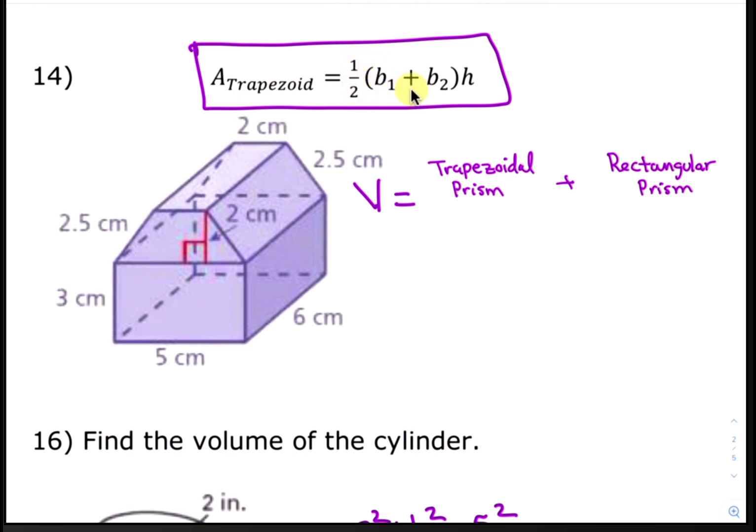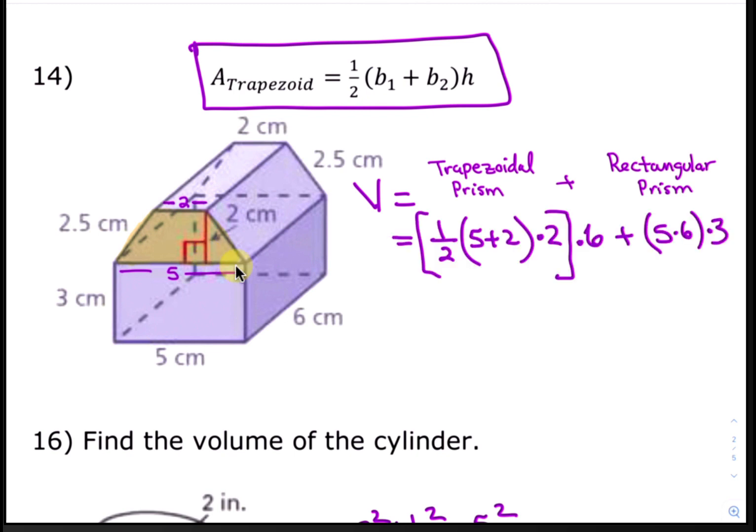That's 1/2 base 1 plus base 2 times the height. And base 1 of the trapezoid would be the 5 across the bottom here, and base 2 would be the 2, and the height of the trapezoid would also be 2. So for the trapezoidal prism, using the trapezoid formula, we would have 1/2 times (5 plus 2) times 2. That gives us the area of the base, and then the height of the entire prism is 6.